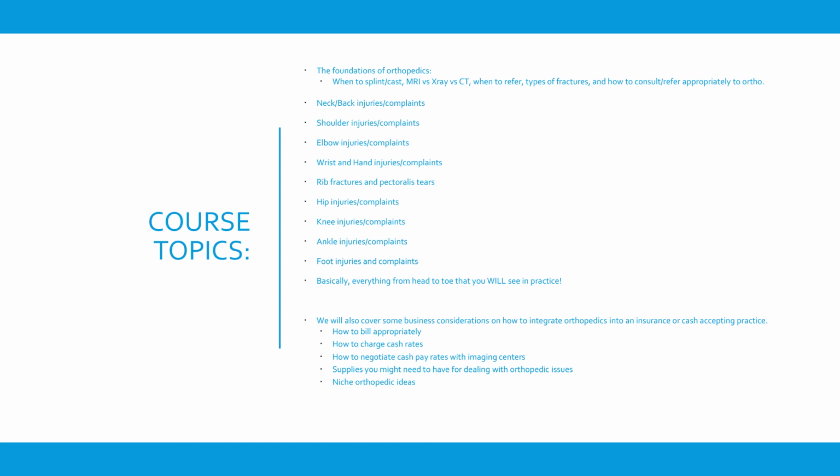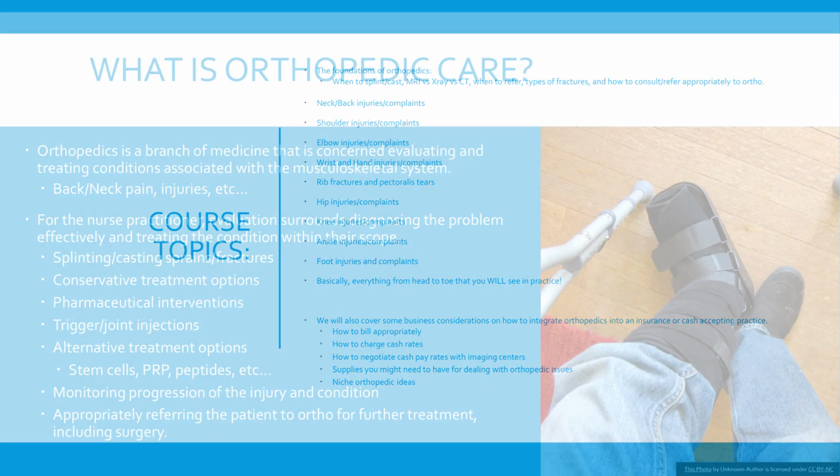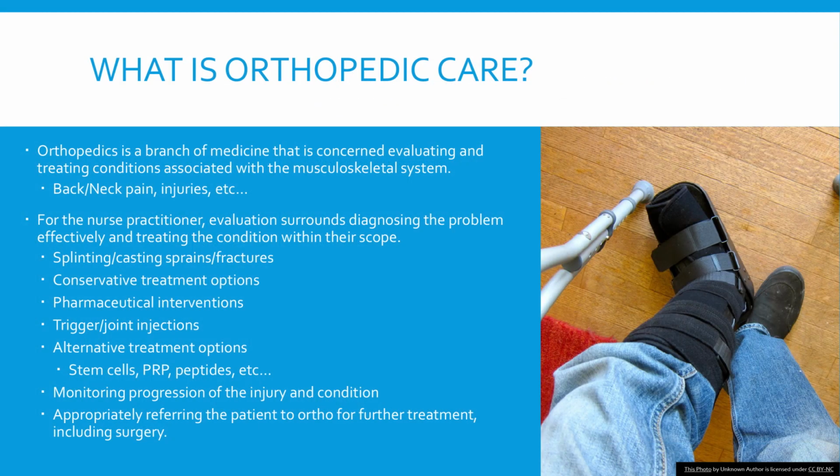My men's health patients, I can get them an MRI of their lumbar spine without contrast for $300, and that includes a radiology read. That is one heck of a deal. So it's a good thing to know how to do those things. We're also going to go over some supplies you might need to have for dealing with orthopedic issues, and we're going to go over some niche orthopedic ideas.